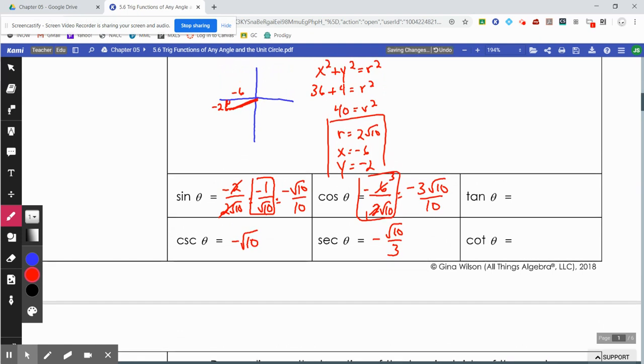And finally, my tangent would be my y over x, which is negative 2 over negative 6, which is a positive 1/3. So therefore, cotangent would be positive 3.